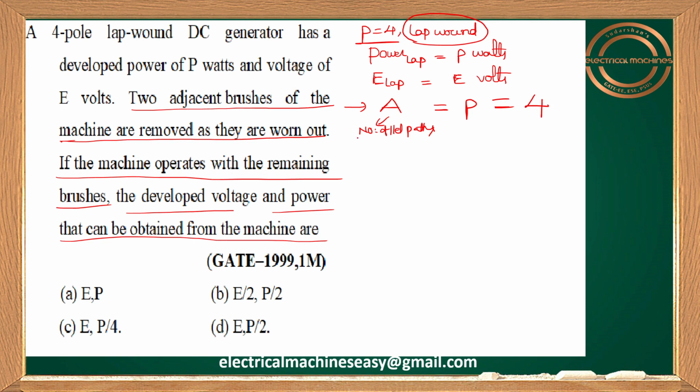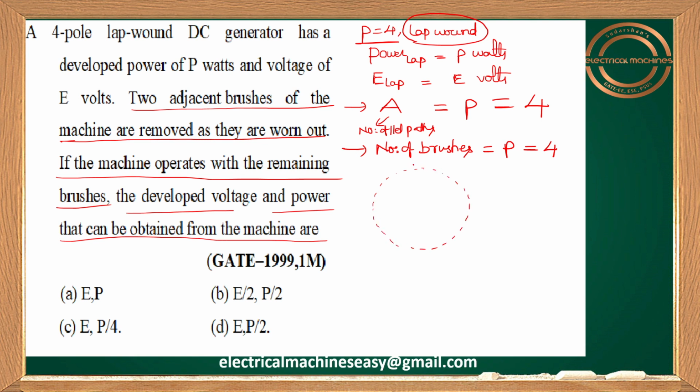Okay. And for lap winding, please tell me the number of brushes. The number of brushes equals so much. I think I had already given this in the construction of DC machine. Please try to refer to that. The number of brushes equals the number of poles in lap winding, once again 4. Okay. So let me take here 4 parallel paths and 4 brushes.